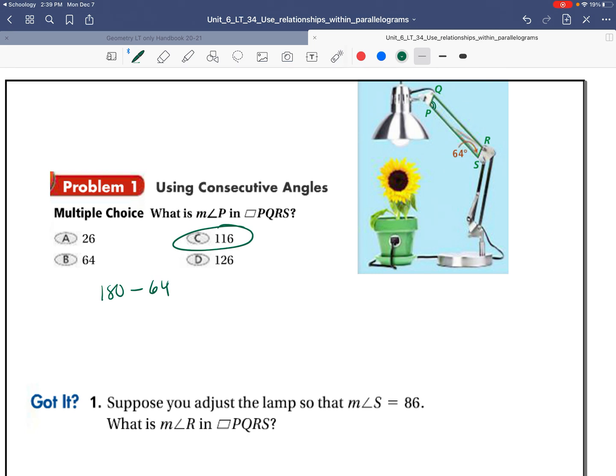In the got it, suppose you adjust the lamp so that S is 86. What is the measure of R? Now you can see here that R and S are also same side interior, and we get that the measure of angle R is going to be 180 minus 86, 94 degrees.